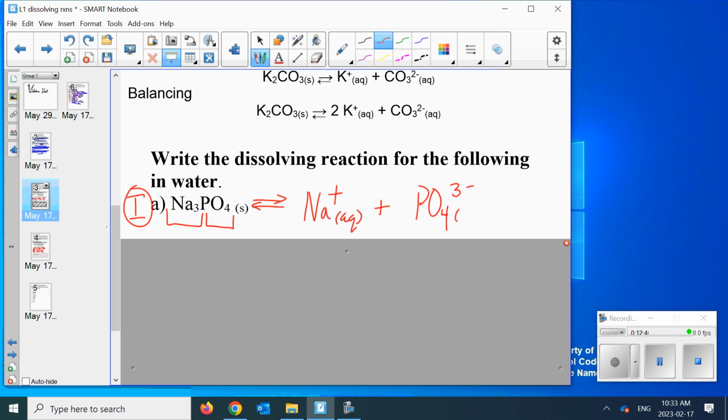So we do the balancing. There's one group of PO4 on the left and the right, 3 and 8. I've written the dissolving. So 8 Q 8. That's really important.